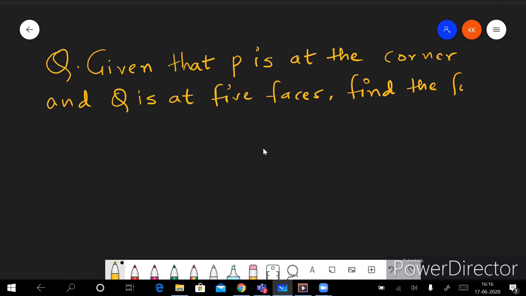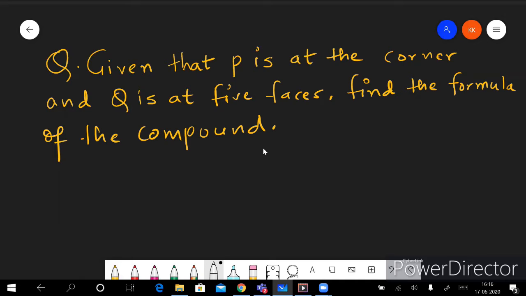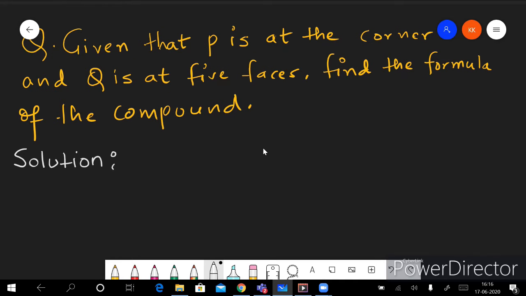Now often you will find questions like this in your exam. Given that P is at the corners and Q is at 5 faces, find the formula of the compound. So for doing such a question, we must have the previous knowledge of what is corner contribution and what is face contribution. So let us take the atom P.